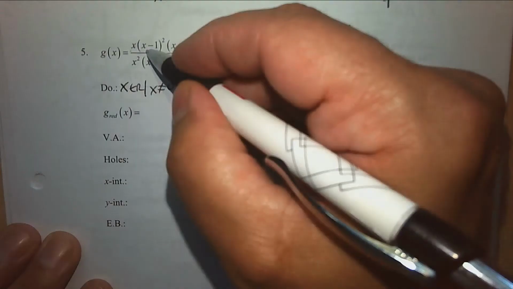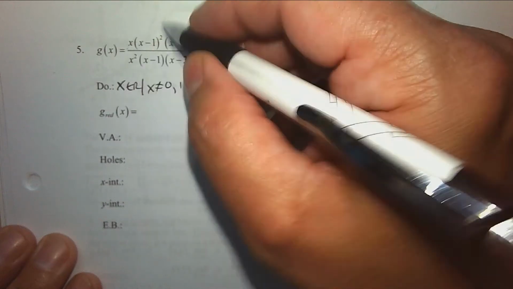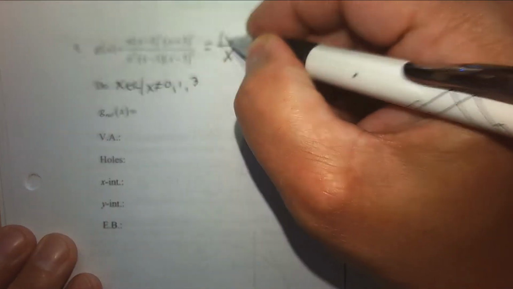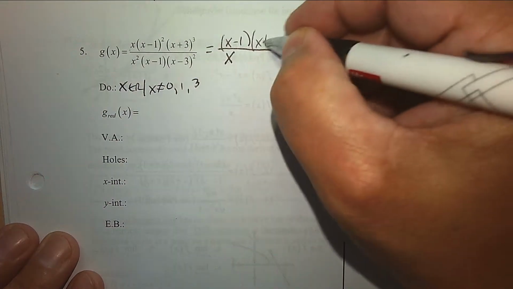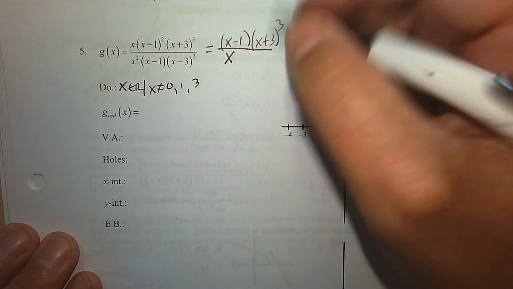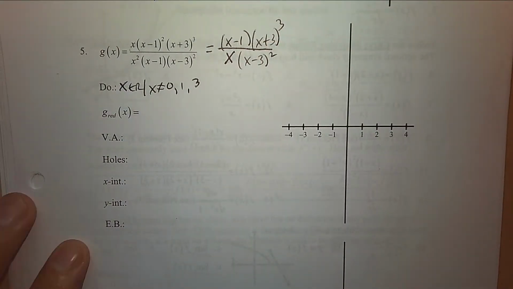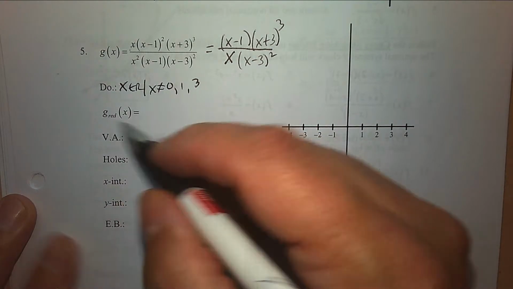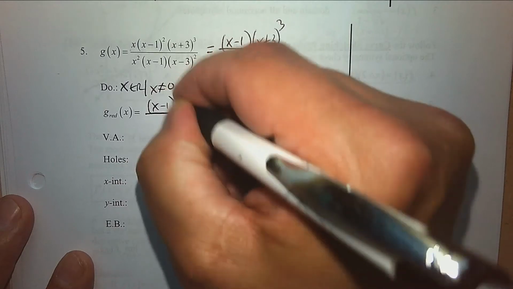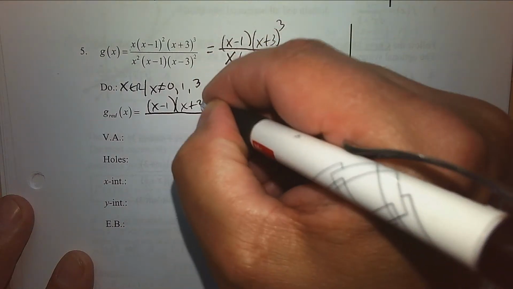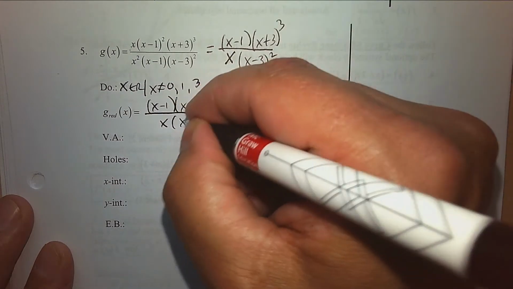What happens to the x minus 1s? Do they reduce down? Do they divide out completely? Is there 1 left on top? How about the x plus 3? There's no other x plus 3. How about x minus 3? There's no other x minus 3. So, when it says reduced, it means reduced. And this is what we'd write down. X minus 1, x plus 3 cubed. Denominator x times x minus 3.